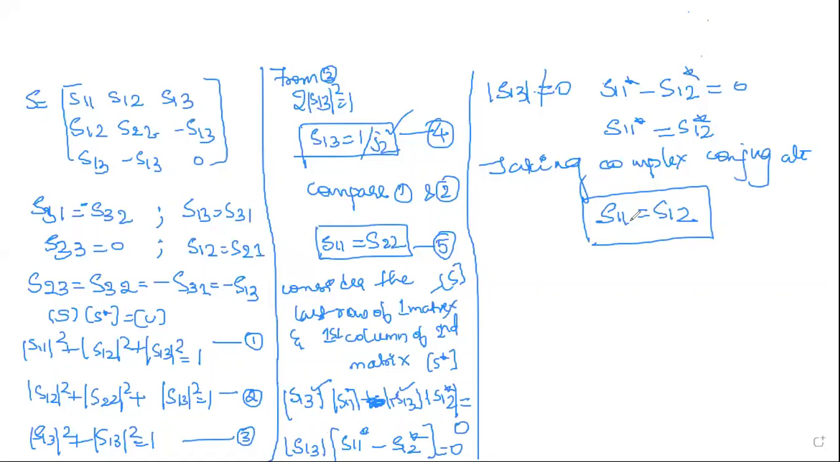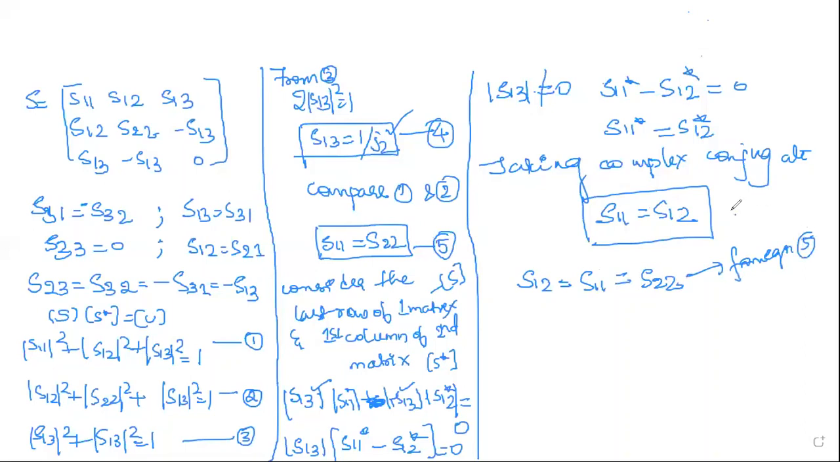But from this equation, we can get still more equations of S11 and S12. If you take out the complex conjugate of this, you get S11 is equal to S12. But you know that S12 is also equal to S11, which is also equal to S22, from equation 5. This is from equation 5.